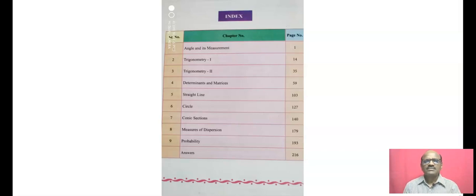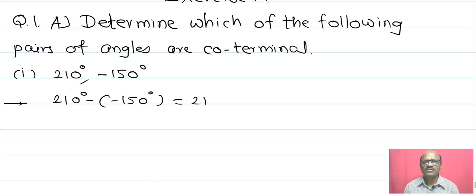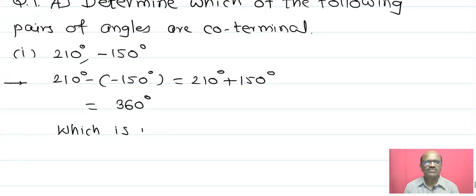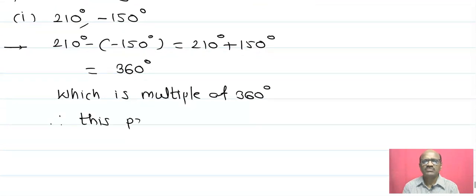Now, in deciding the terminal, in which quadrant that terminal goes, using that we decide the value. Now exercise 1.1: determine which of the following pairs of angles are coterminal. What is meant by coterminal? If the difference between these two angles is a multiple of 360 or 0, then the angles are coterminal. Now see this: 210 minus (minus 150), you get 210 plus 150, which equals 360, a multiple of 360. This is a pair of coterminal angles.